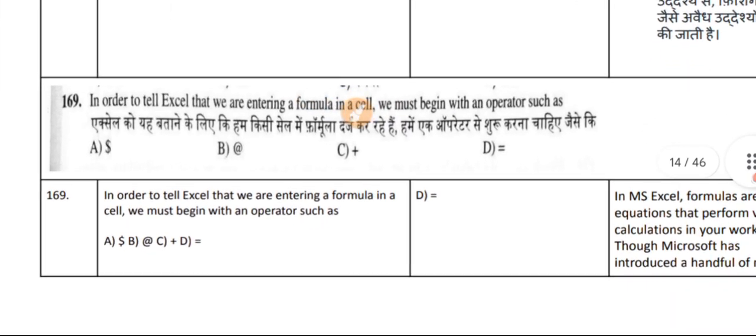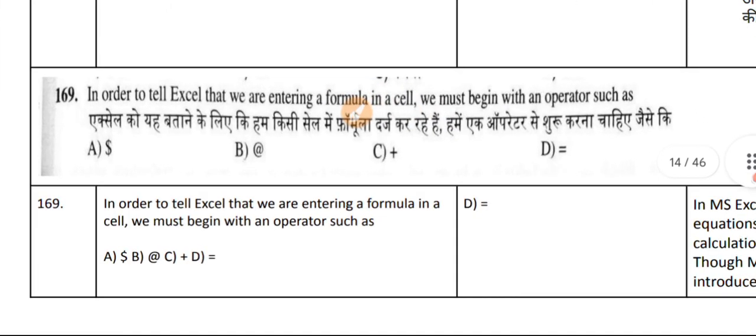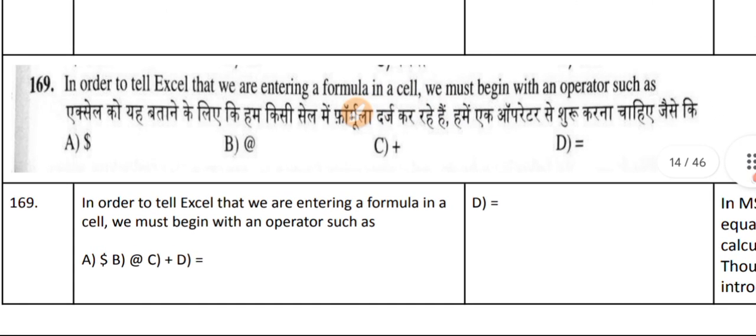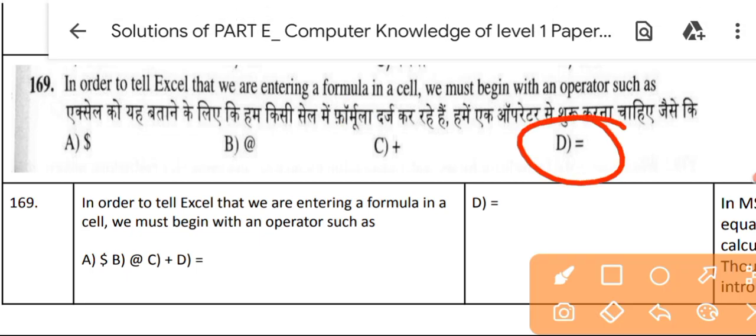Okay, next question is 169. In order to tell Excel that we are entering a formula in a cell, we must begin the operation with what? When I use Excel, something we want to add, multiply, subtract, divide, then what do we usually use in a formula cell? That is the equal to sign. That is called the equal to.